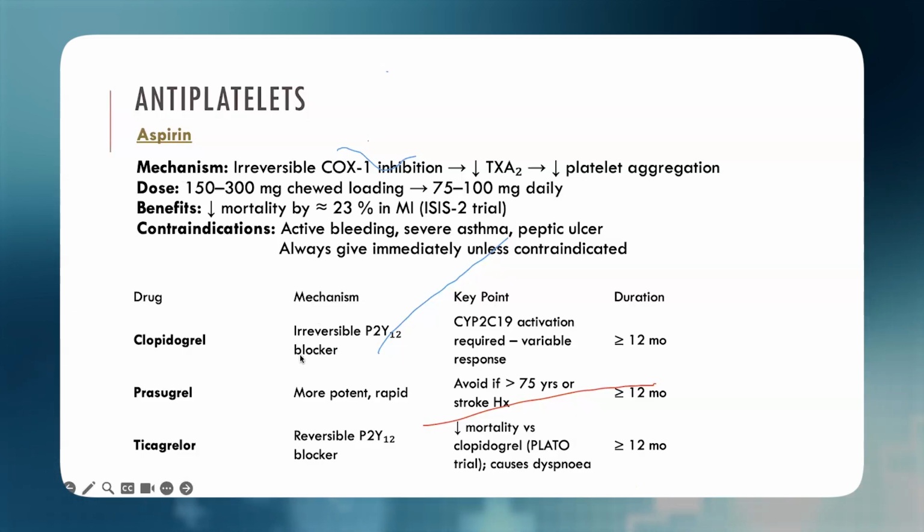The other P2Y12 inhibitors are clopidogrel, prasugrel, and ticagrelor. Of these, only clopidogrel is irreversible. Both of these are reversible inhibitors but very efficacious.